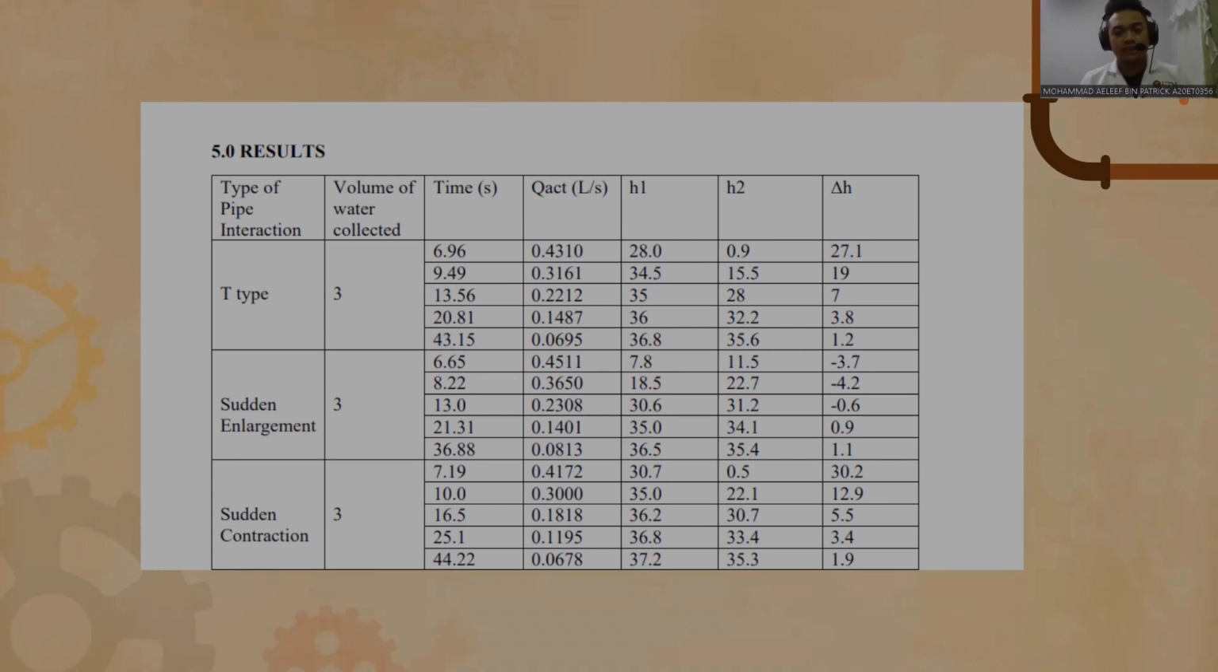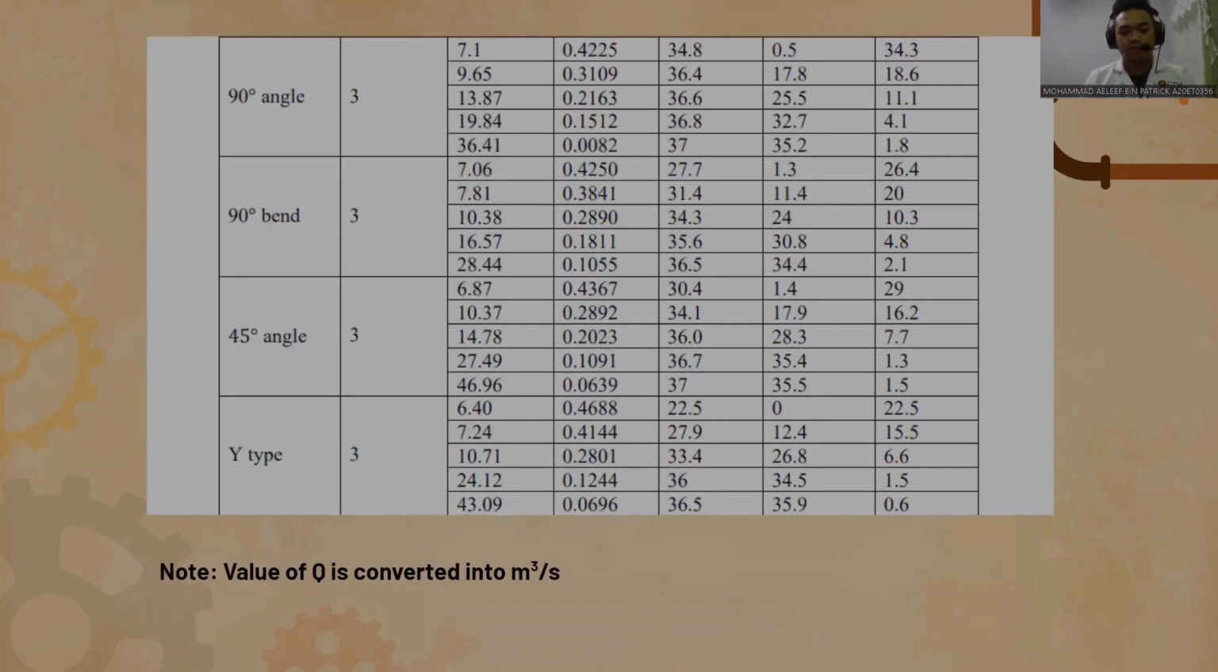Next, we collect the time taken to collect 3 liters of water, and we use a stopwatch to record the time. Then we can proceed to calculate the delta H, which is basically the difference between H1 and H2. Lastly, we can calculate the volumetric flow rate, which is the volume per time. Later, for the discussion part, the value of Q is converted into meter cube per second to ease our calculations.